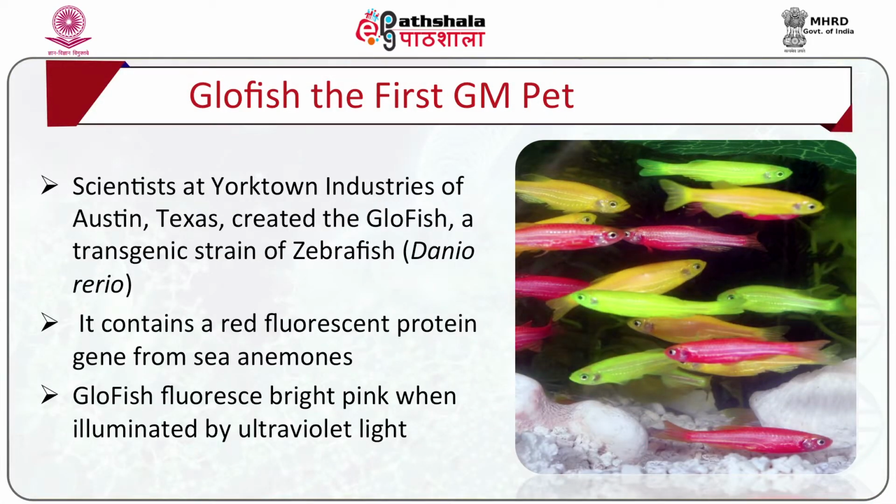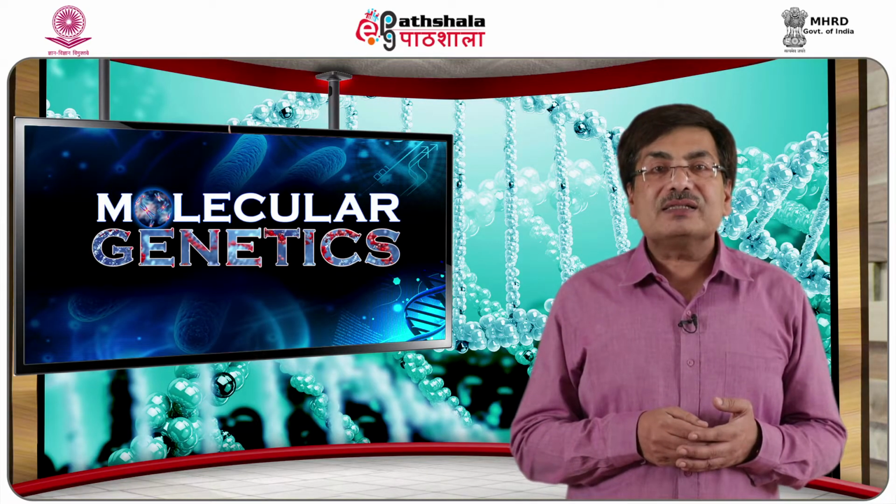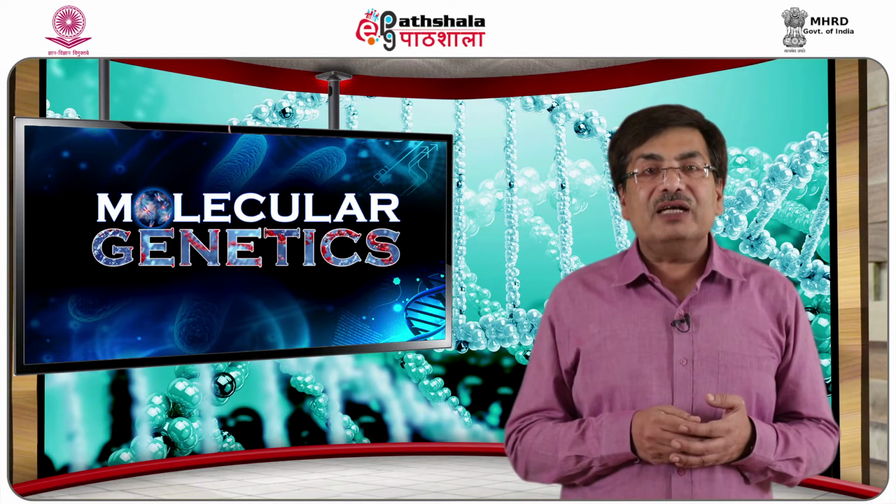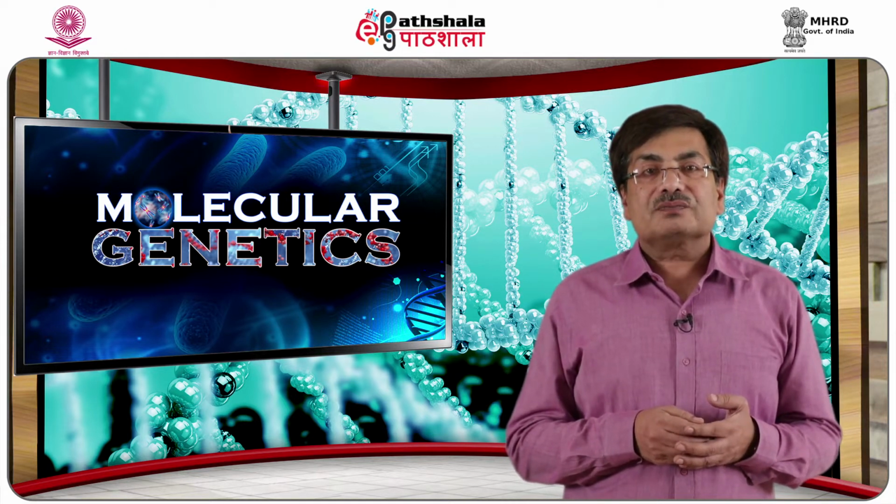Scientists at Yorktown Industry of Austin, Texas created the glowfish, a transgenic strain of zebrafish containing a red fluorescent protein gene from sea anemone. Glowfish fluoresces bright pink when illuminated by ultraviolet light. It was marketed as first GM pet in the United States. A variety of different colored glowfishes are currently available at the pet stores.